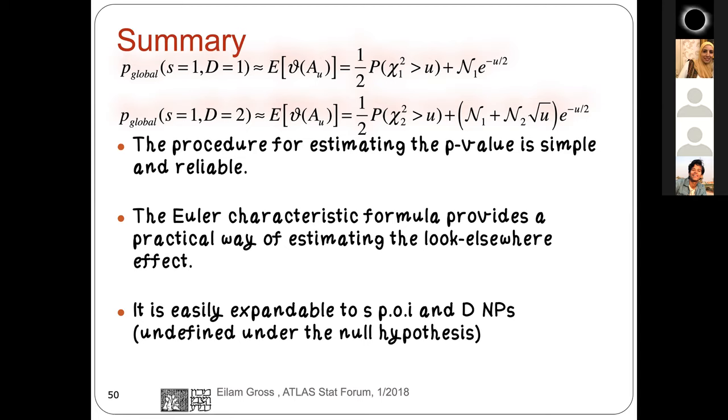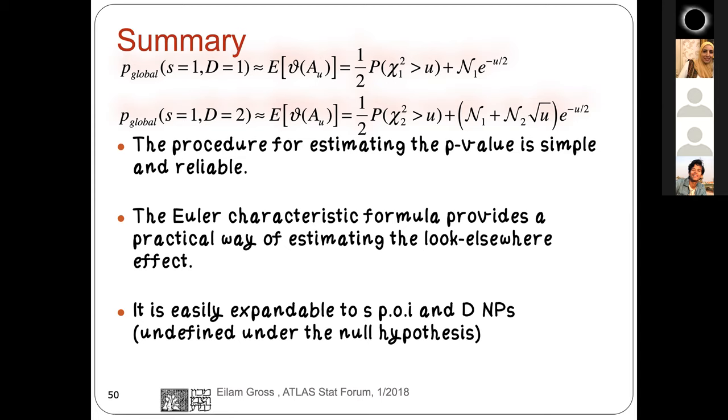So the procedure for estimating the p-value is simple and reliable. Alex Reed didn't believe us and generated about 100 billion events and found that these formulas are magically working. The Euler characteristics formula provides a practical way of estimating the Lukacs effect. And it's easily expandable to more than one parameter of interest, not only the signal strength, and more than two nuisance parameters undefined under the null hypothesis.